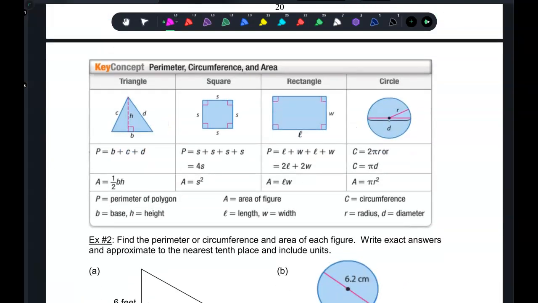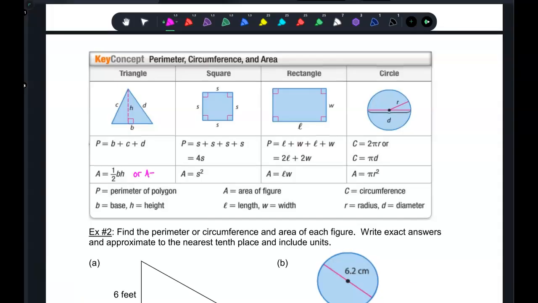We'll see. Okay. These four figures, we need to know perimeter and area formulas. And for a circle, it's going to be circumference and area. What's perimeter stand for? It's the distance all around. So here we just add for a triangle. Area, one half base times height. Familiar? Hopefully we know these formulas. You could also do base times height divided by 2, either one. Divided by 2 is the same thing as a half.